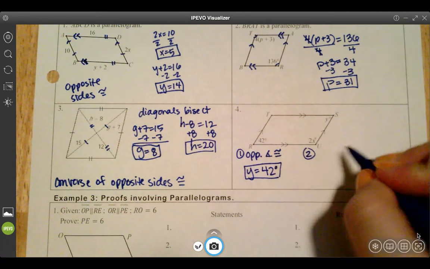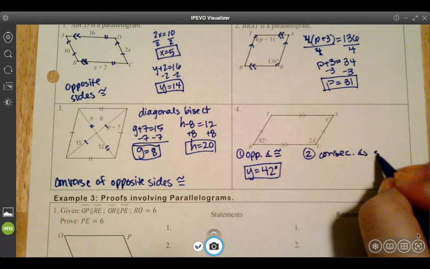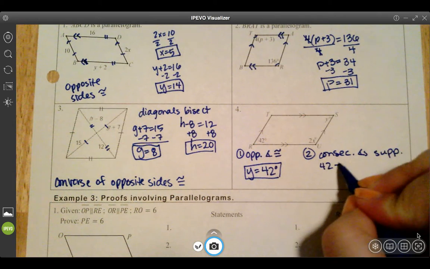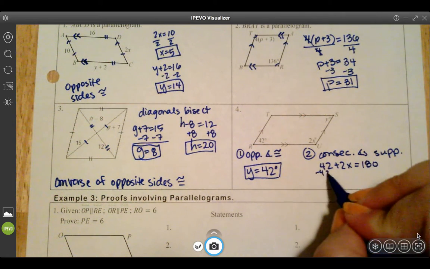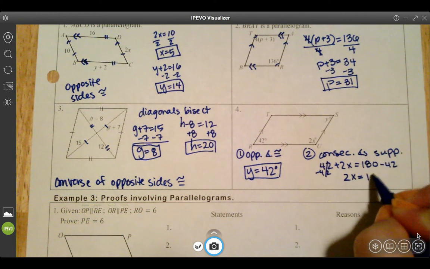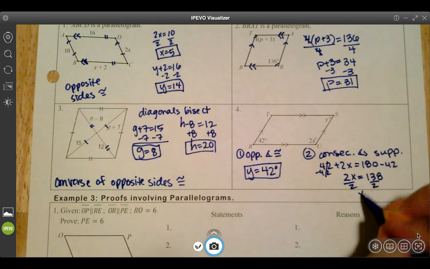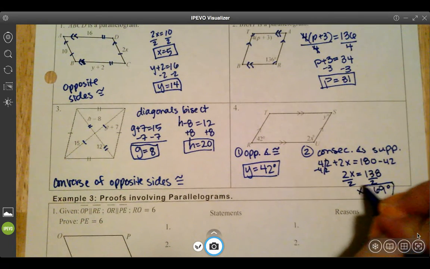And second, consecutive angles are supplementary. And so 42 plus 2x equals 180 minus 42. 2x equals 138. Divide by 2. X equals 69 degrees.